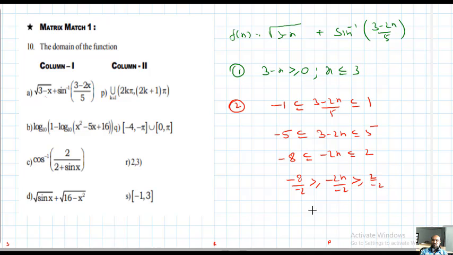I will write this first one: 1 less than or equal to x less than or equal to 4. So what it is saying is that your x should lie between 1 to 4. This is part 2. Now we want to find the intersection.